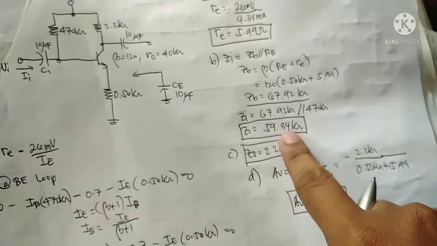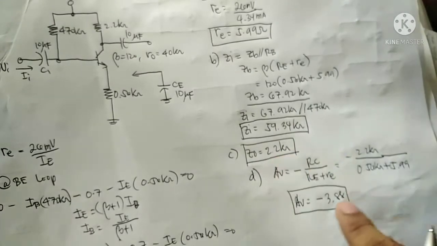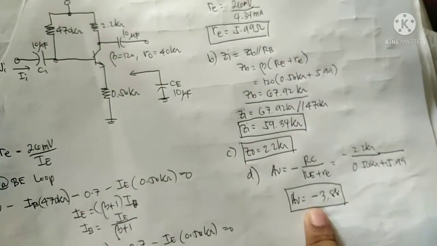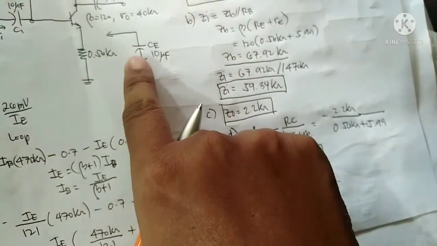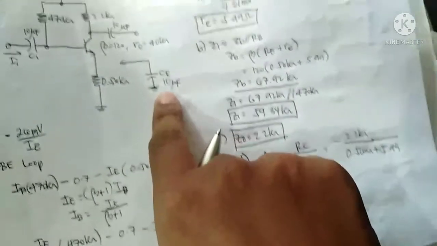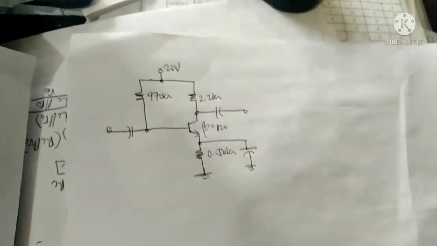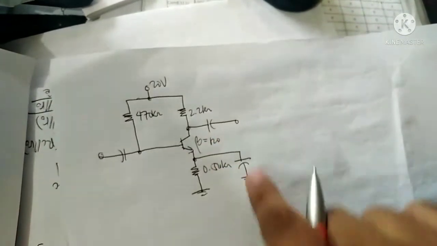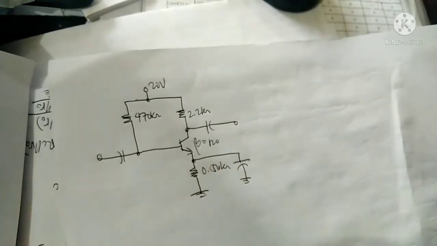So our input impedance is equal to 59.34. So output is 2.2K. Voltage gain is negative 3.88. So what if we connect the emitter capacitor, CE? So what do you think will happen to the input impedance and the voltage gain? So let's redraw the circuit. What do you think will happen if we connect the capacitor to the emitter terminal?